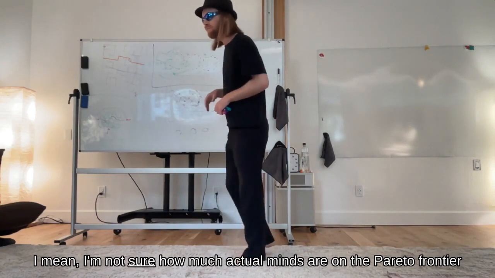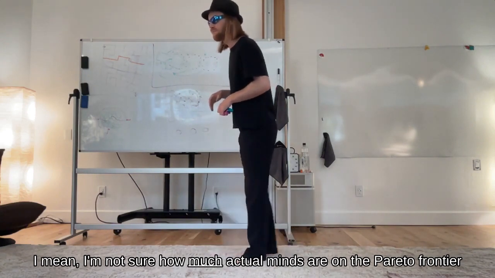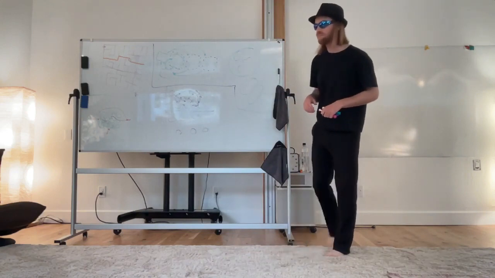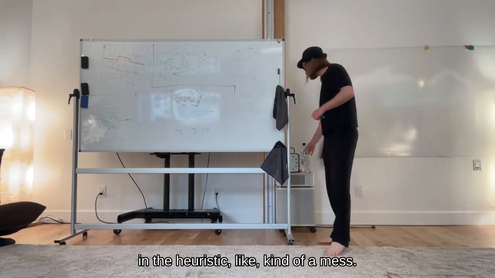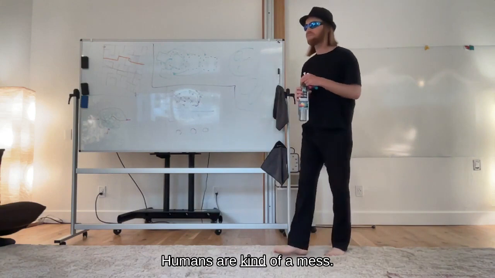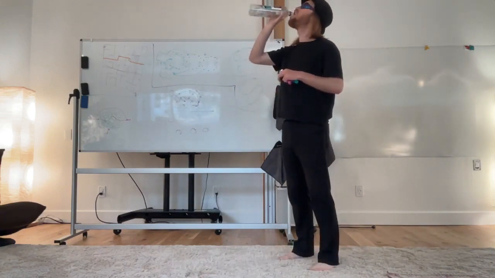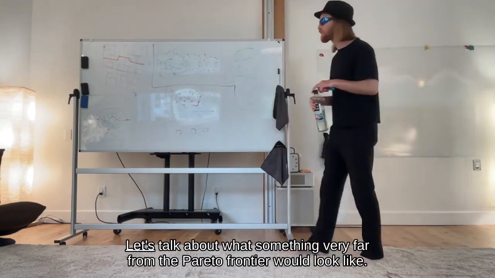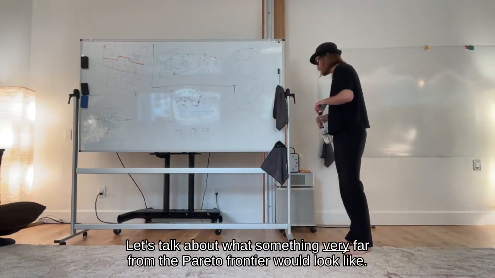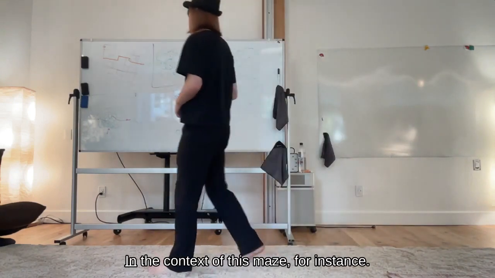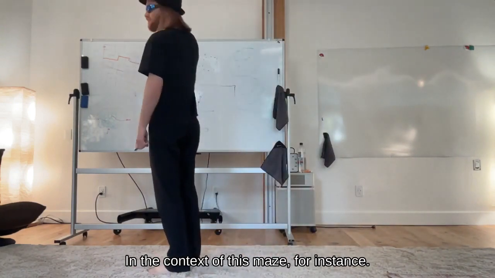I'm not sure how much actual minds are on the Pareto frontier. The heuristics are kind of a mess. Humans are kind of a mess. Squirrels might be worse. Let's talk about what something very far from the Pareto frontier would look like, in the context of this maze, for instance.